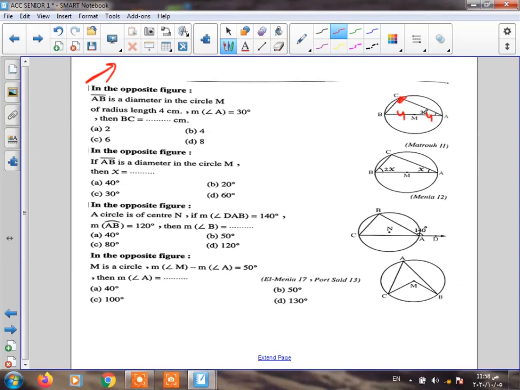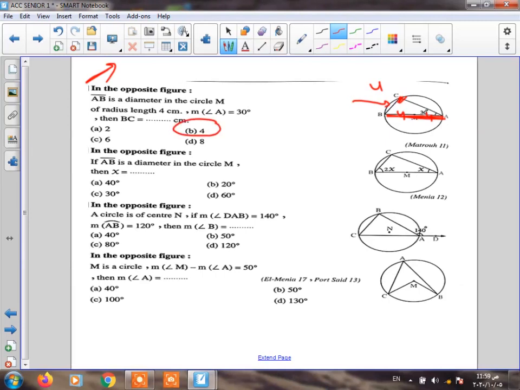And we are asked to get the side BC. Remember, we took it in middle school in the right triangle. If I have an angle of 30 degrees, the side which is opposite the 30 degree angle is half the hypotenuse. And the hypotenuse here is 8 centimeters. That means BC equals 4 centimeters.